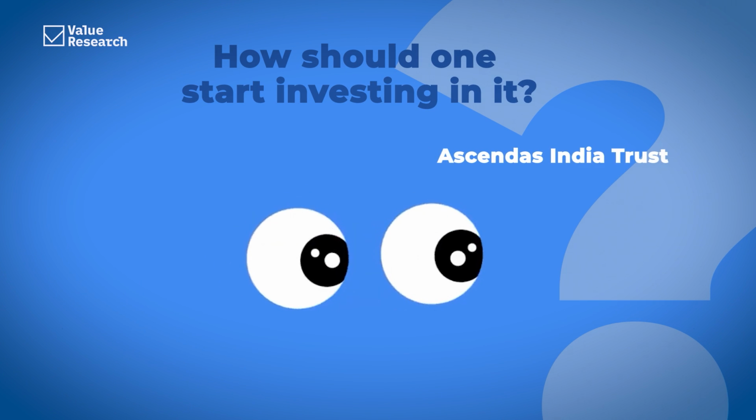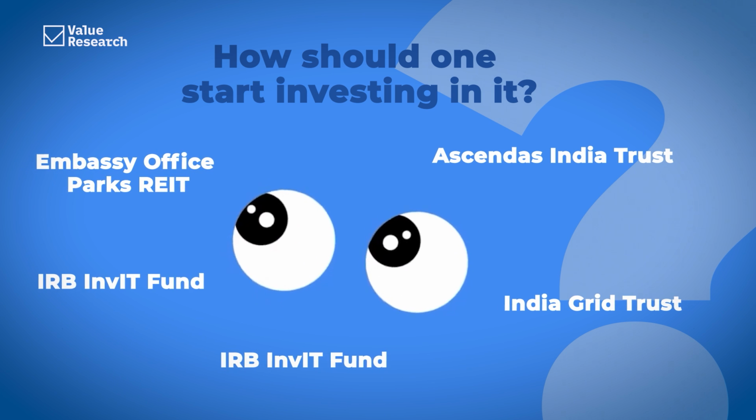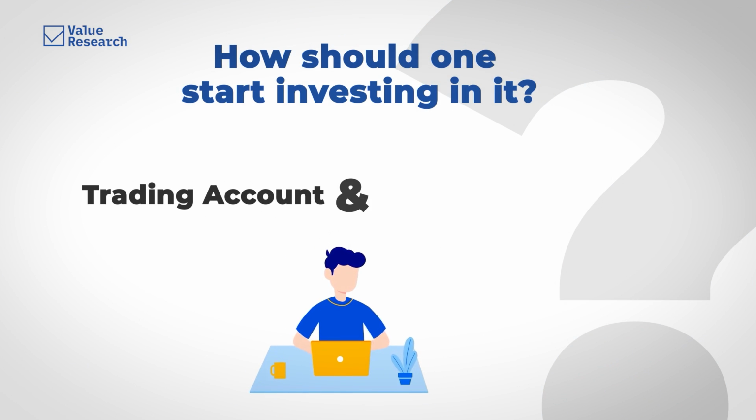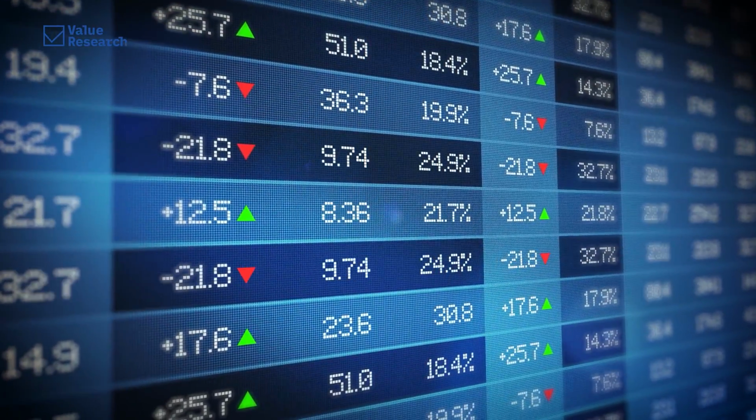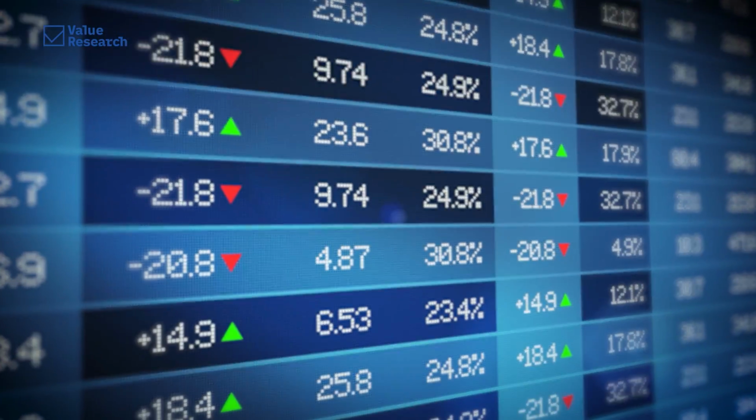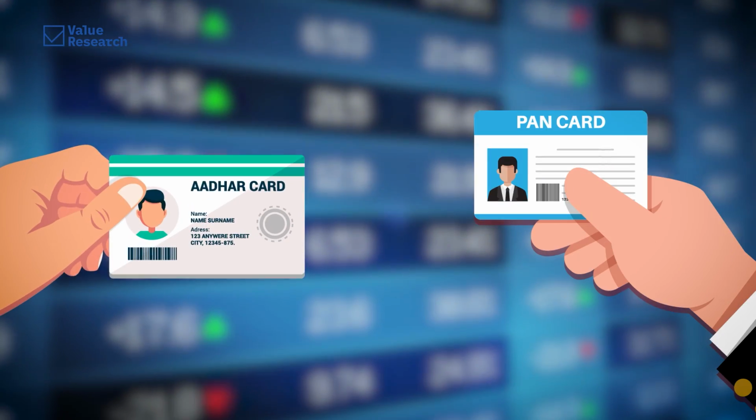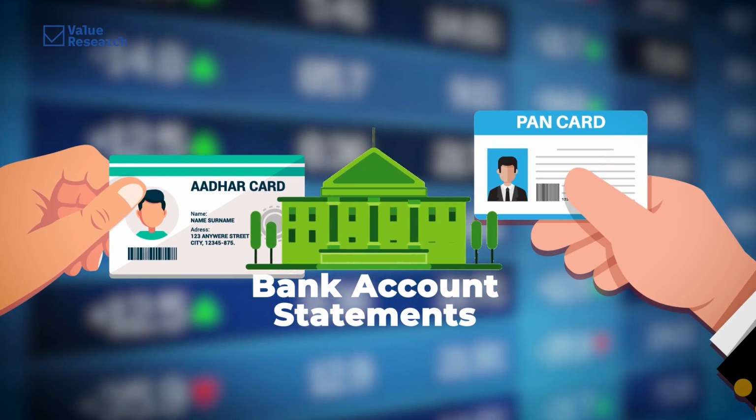After you decide the ones in which you wish to invest, you need to open a trading account as well as a demat account, after which you can purchase and sell units listed on the stock exchange. You would require your Aadhaar, PAN card, and bank account statements.